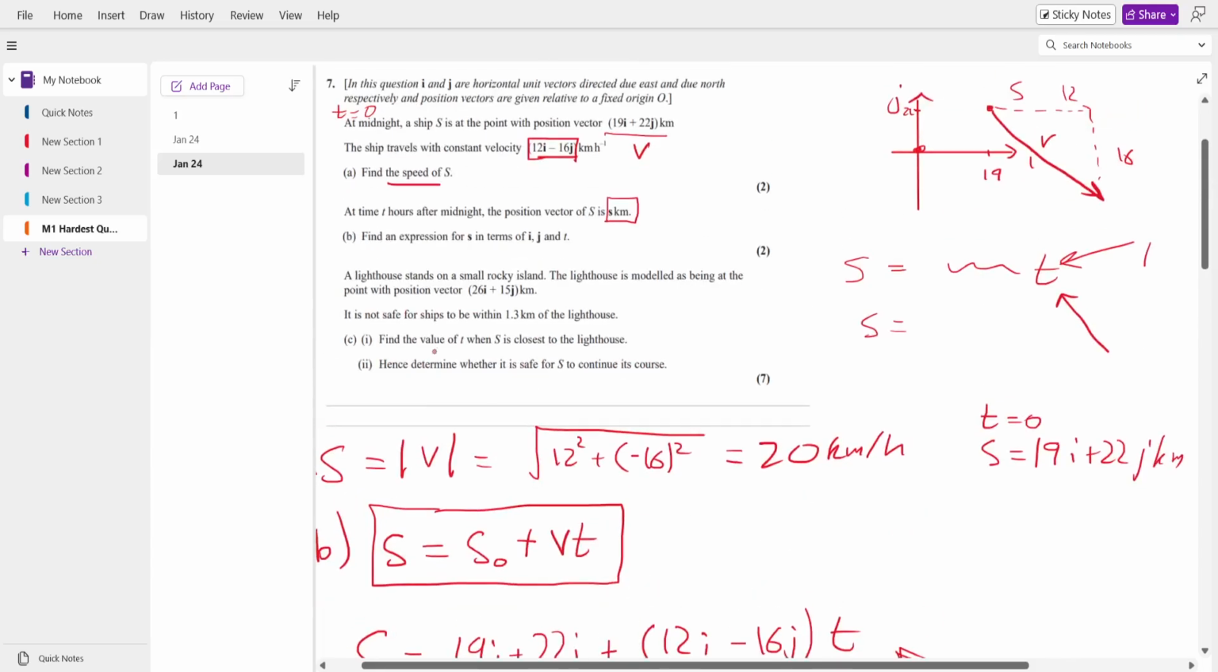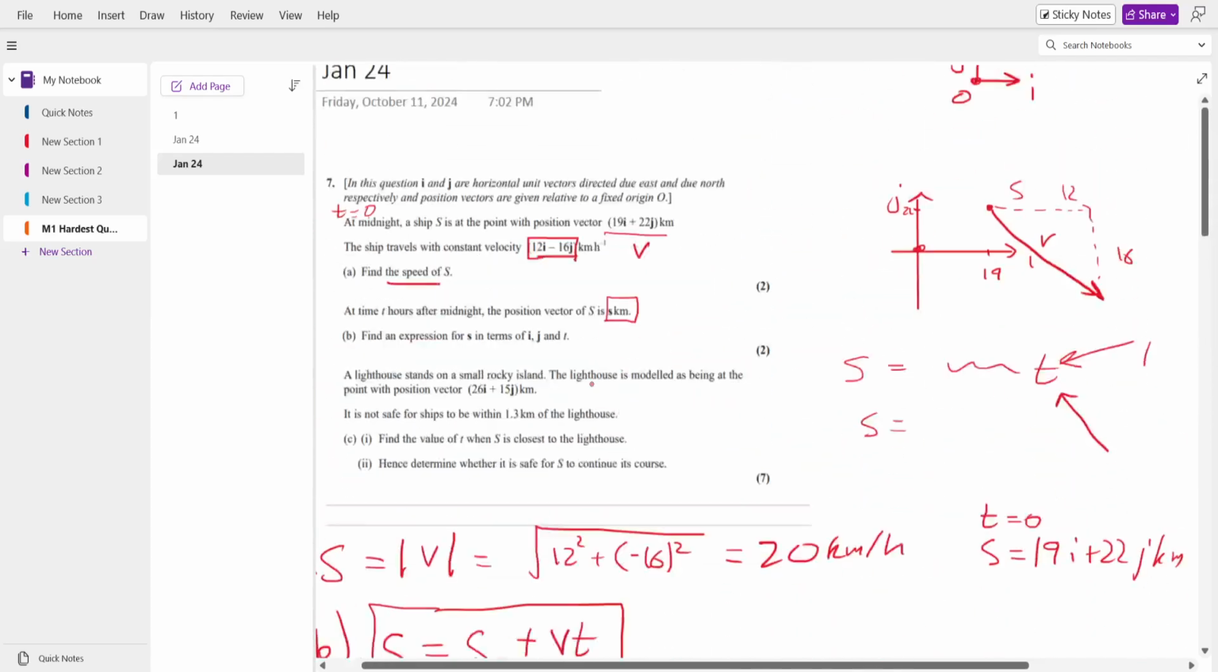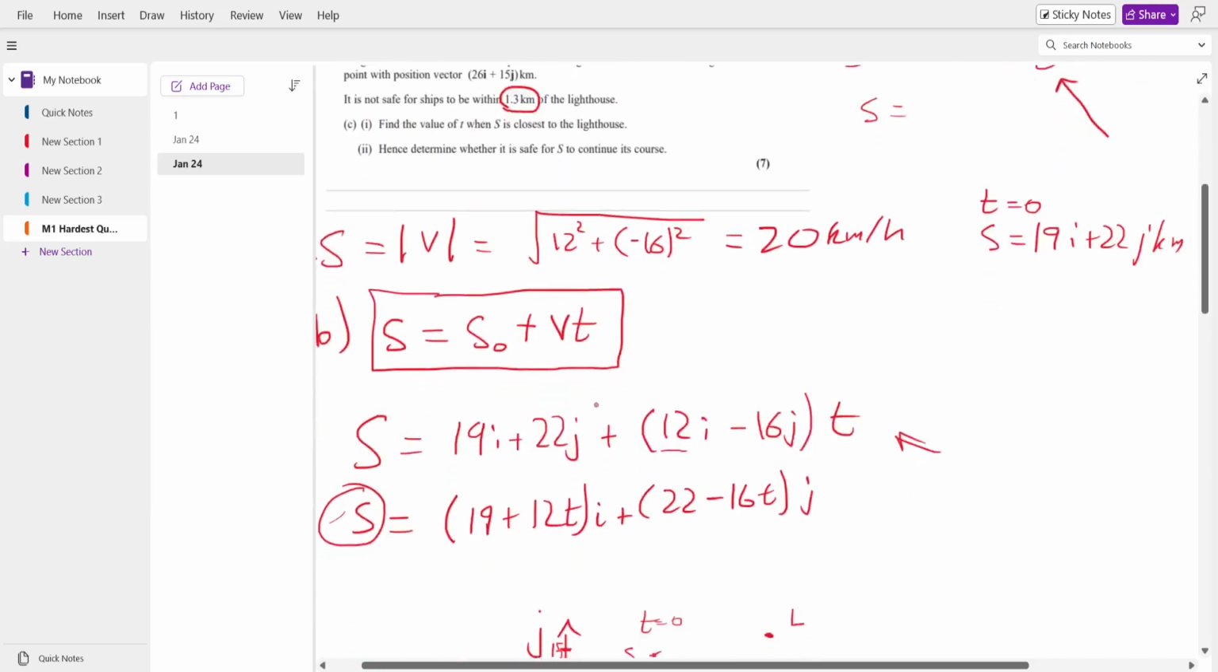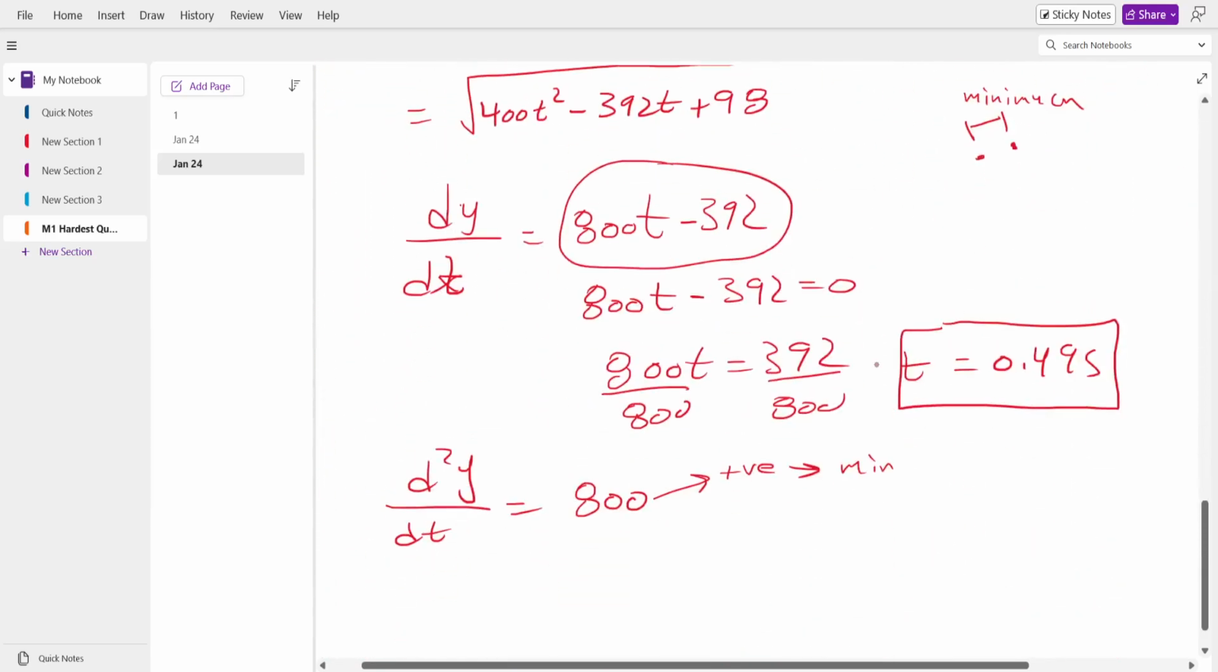So for part C(i), determine whether it's safe for S to continue its course. So our condition for safety was that the closest they can be together should be at minimum 1.3 kilometers. They cannot be closer than this. Okay, so let's see the time where they're closest together, which is 0.49 seconds. How much was the actual distance between them?